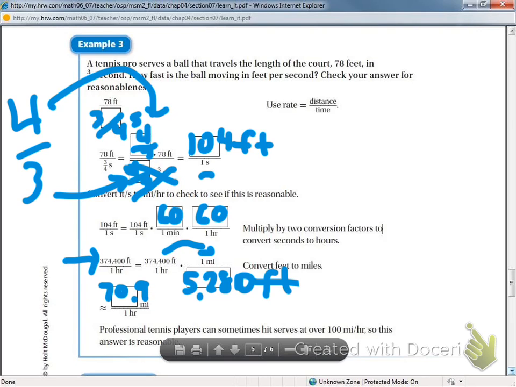per hour. So professional tennis players can sometimes hit serves over 100 miles per hour. So is this answer reasonable? Yes. It is a reasonable answer.